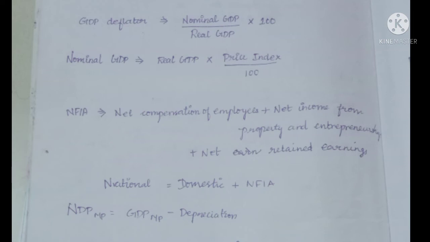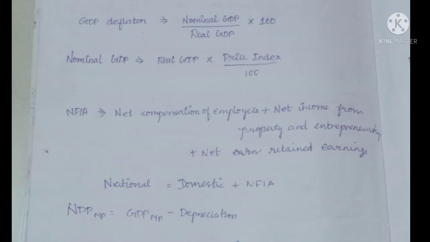NFIA, that is net factor income from abroad. The formula for this is net compensation of employees plus net income from property and entrepreneurship plus net retained earnings. This is the formula for net factor income from abroad. If you want to calculate for the national term, you should add two things. What are they? Domestic and NFIA. So the combination of domestic and NFIA is national.